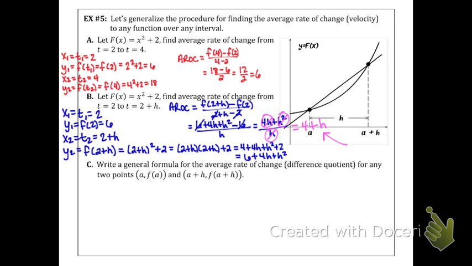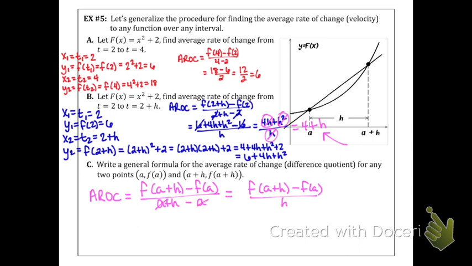Then C says, write a general formula for the average rate of change or the difference quotient for any 2 points, a, f of a, and a plus h, comma, f of a plus h. So just using our average rate of change formula, we know it's going to be f of a plus h minus f of a all over a plus h minus a. And we can simplify the denominator there. So we got our f of a plus h minus f of a all over, the a's will cancel, and so we just get h, which is what they call the difference quotient.